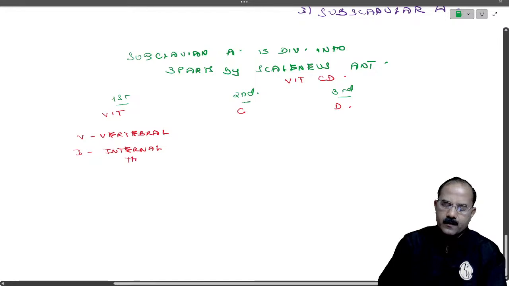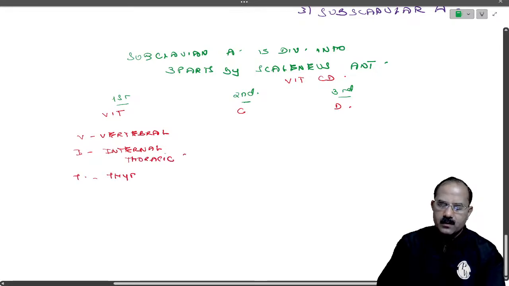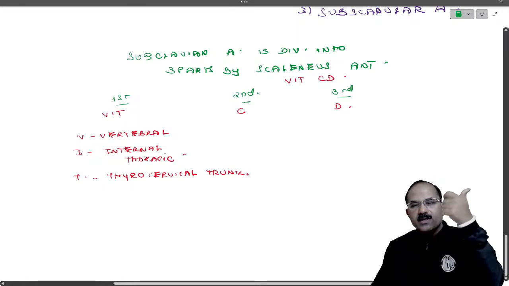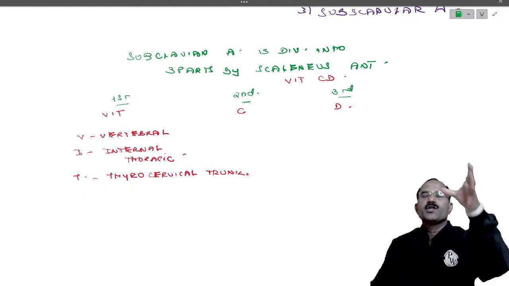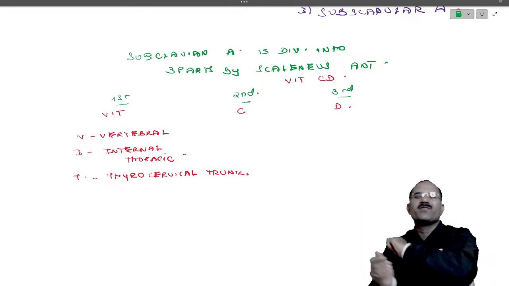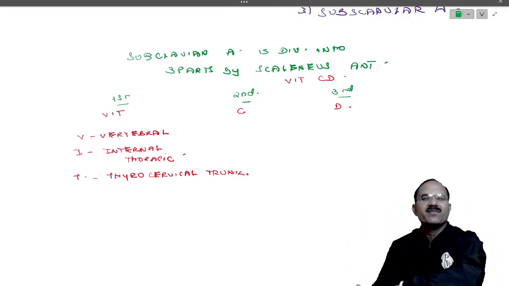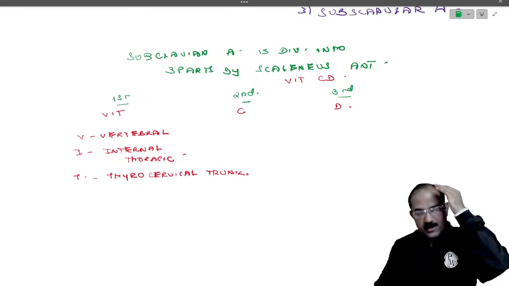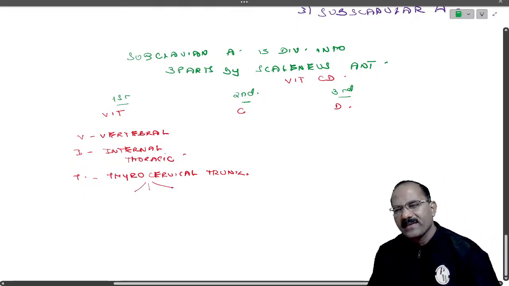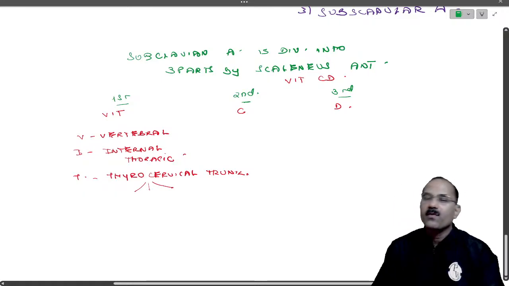I, internal thoracic. And T is thyrocervical trunk. Okay, so तीन branches clear है. VIT is clear. V is vertebral. I is internal thoracic. T is the thyrocervical trunk. ये जो thyrocervical trunk है ना बच्चों, it should actually be known as thyroscapulocervical trunk. नाम है उसका thyrocervical trunk, but you remember it as thyroscapulocervical trunk. तो thyroscapulocervical trunk के तीन branches, one to the thyroid, one to the scapula, one to the cervix.